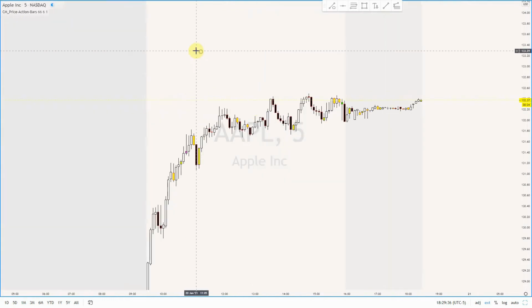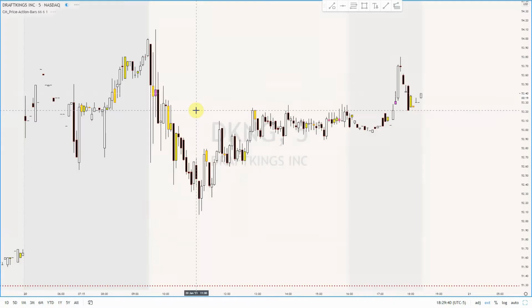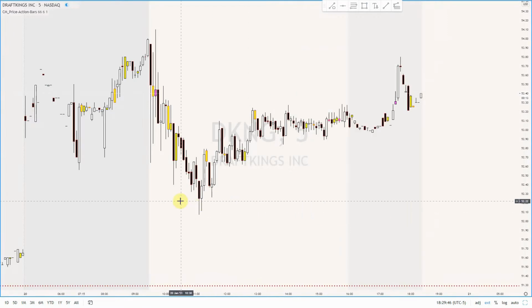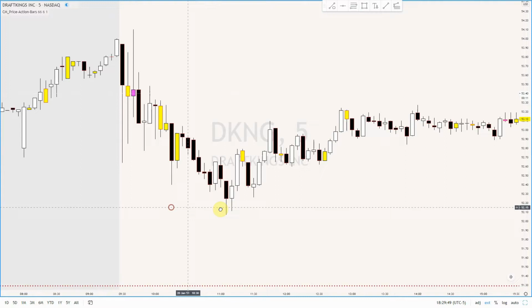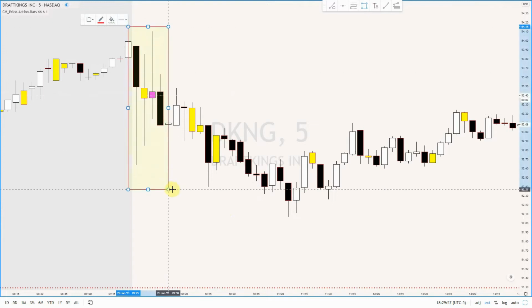DKNG was a bit choppy, somebody's saying. So let's take a look at that. DKNG. Now we can keep pre-market on because we can talk a little bit about that. So, yeah, these candles right here. Why is my little box not working? That's a little crazy.